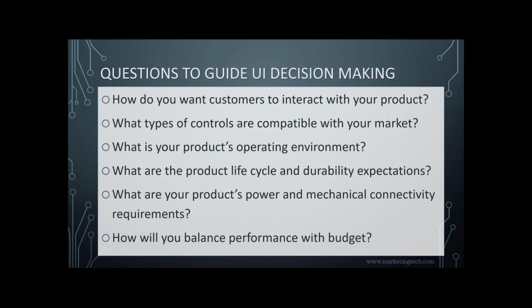So how do you do that? How do you walk through it when you're very early in your product development life cycle? What are the types of questions that make sense to steer yourself towards one technology versus perhaps another kind of technology? Really the most important question is the top one. How do you want your customers to interact with your product? Is it touch-based? Is it push buttons? And really the second question is related to it. What types of controls are compatible with your market?